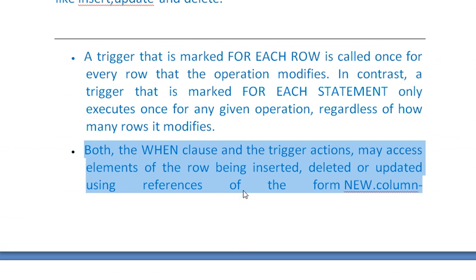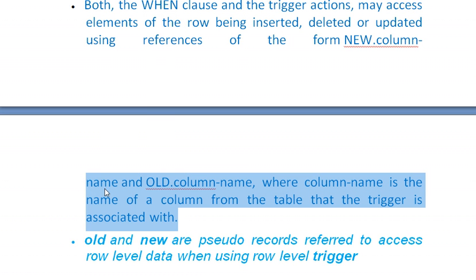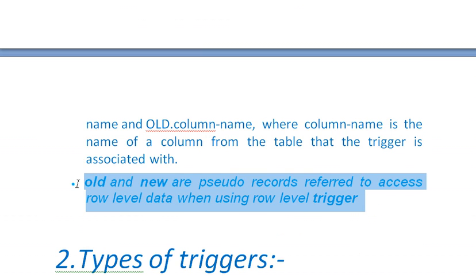Both the WHEN clause and the trigger actions may access elements of the row being inserted, deleted, or updated using references of the form NEW.column and OLD.column. So here is one question: what are NEW.column and OLD.column? Here we will learn OLD and NEW. These are pseudo records we use to access the row level data of that particular table when we fire a trigger. So here is one basic concept.